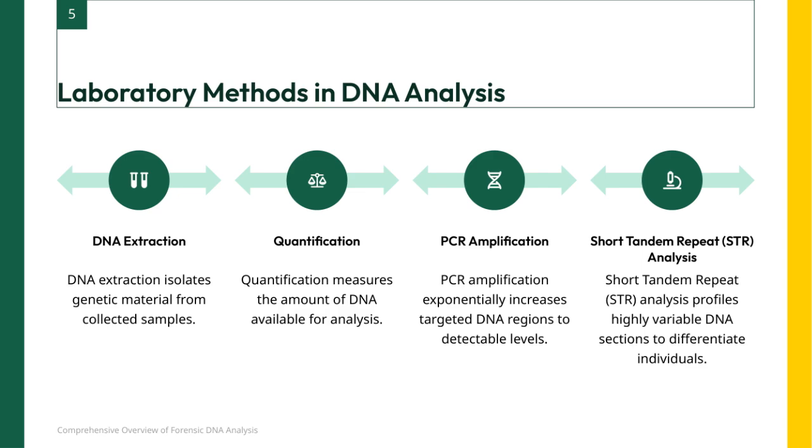Once we confirm the quantity, we use PCR amplification. This technique allows us to make millions of copies of specific DNA regions, boosting them to levels that are easy to detect and analyze. Finally, we perform short tandem repeat or STR analysis. STRs are highly variable sections of DNA that differ from person to person, making them incredibly useful for distinguishing between individuals. Together, these methods form the backbone of modern DNA analysis in the lab.